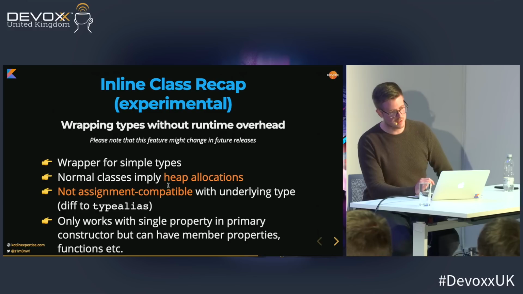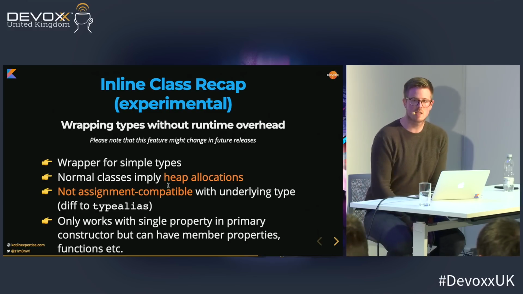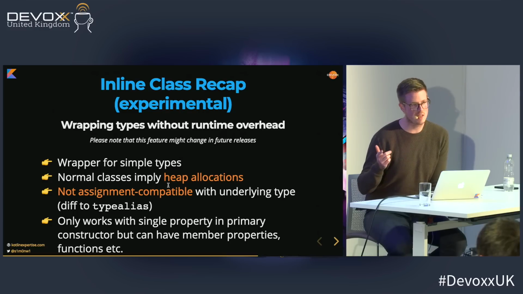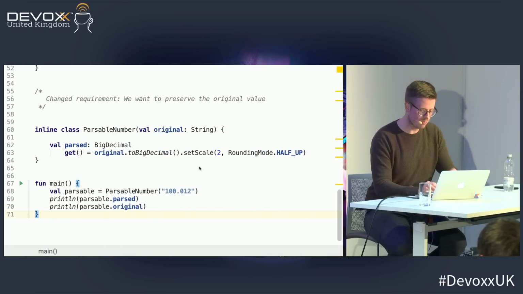And inline classes only work if you have a single property defined in the primary constructor. So this is the underlying type of this inline class. But we can have functions in the class, and we can also have member properties.